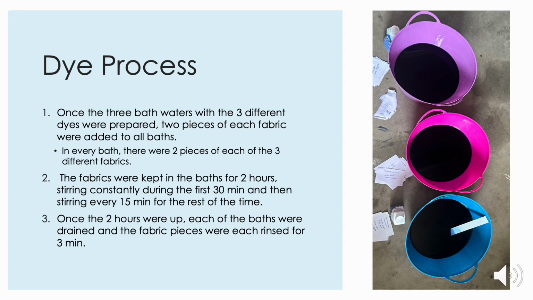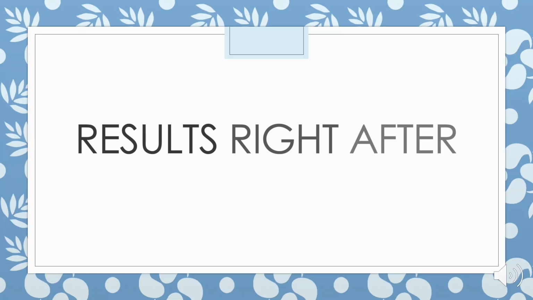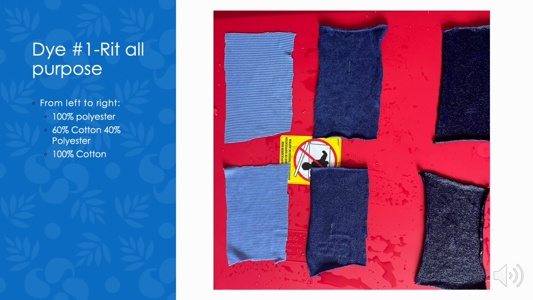Once the 2 hours were up, each of the baths were drained and the fabric pieces were each rinsed for 3 minutes. Now let's go through the results right after being rinsed and blow dried. This is what the fabrics for dye number 1 look like. Starting from the left, we have 100% polyester. In the middle, we have our blend with 60% cotton, 40% polyester. And on the right, we have 100% cotton.